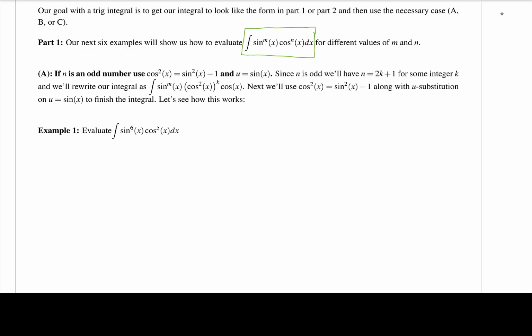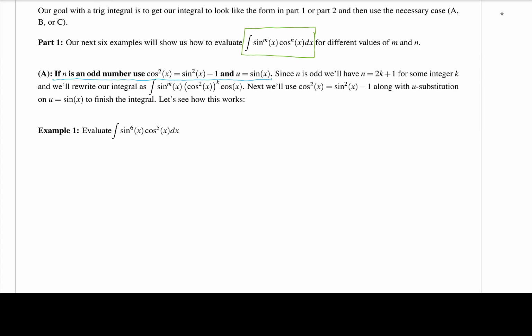And then part 2, we'll look at something that looks a little bit different from that. And again, we'll be able to break it down into cases depending upon whether our powers are odd or even. So let's go ahead and get started. Let's look at this first one. This first one says, if n is an odd number, use cosine squared of x equals sine squared of x minus 1, and u equals sine of x.